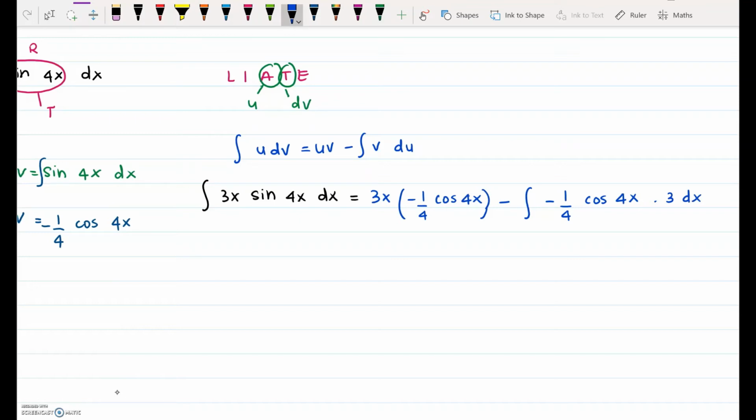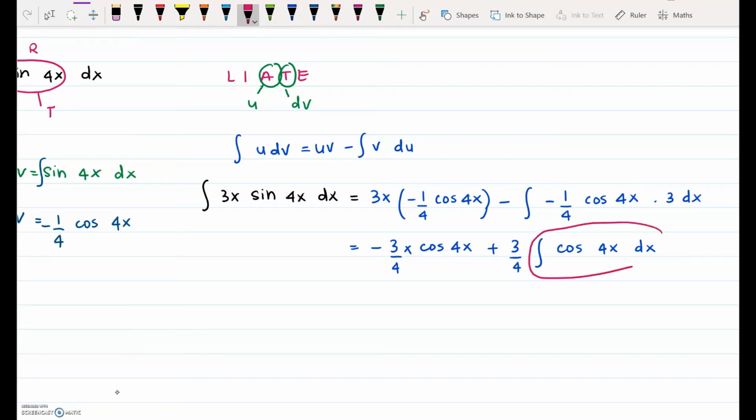So the integration of your v is negative 1 over 4 cos 4x and your du is 3 dx. Next we will simplify and we have negative 3 over 4 x cos 4x plus 3 over 4 integration of cos 4x dx. Next thing is we have to integrate the cos 4x. So we need to simplify the integration of cos 4x dx here. You can integrate using the basic integration formula.